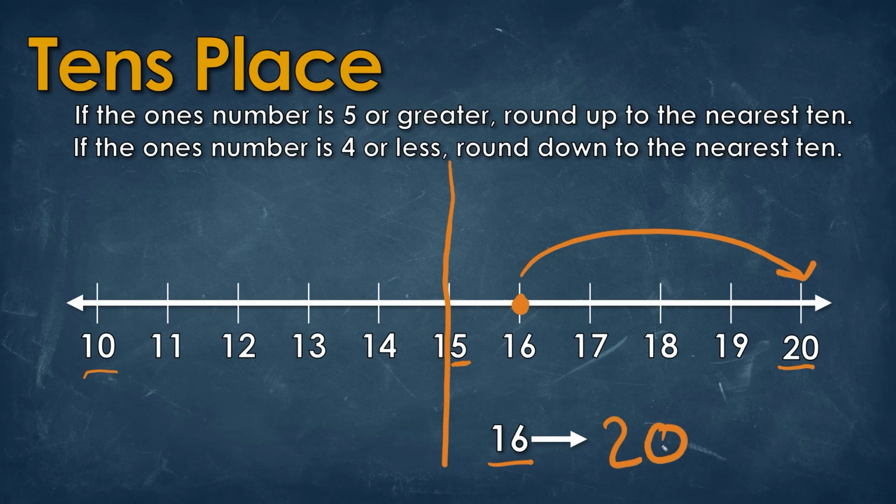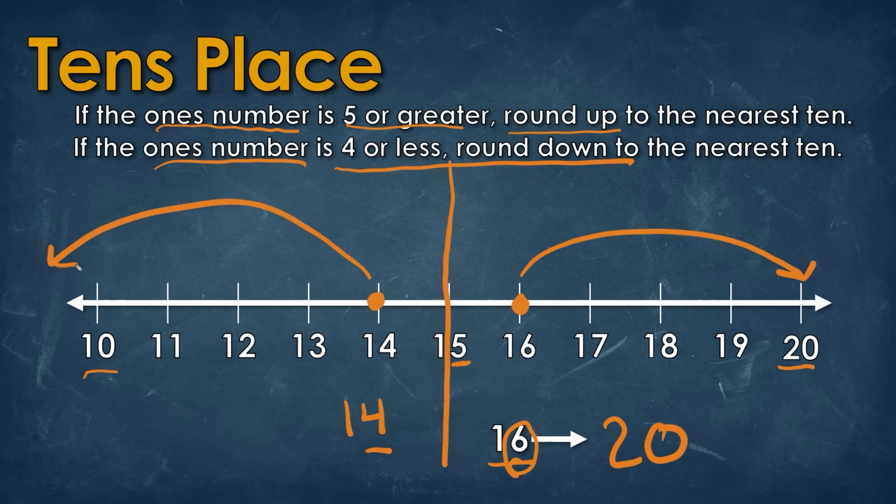Now another way to see it is to see if the ones number is 5 or greater, means we're going to round up. Well, this ones number here, which is a 6, that is greater than 5. So we would know that we would round up. Well, if the ones number, the ones place, is 4 or less, we would round down. So if we had a number like 14, right, 4 or less means we would round down, because guess what? That number is less than the midpoint, so we would round down.